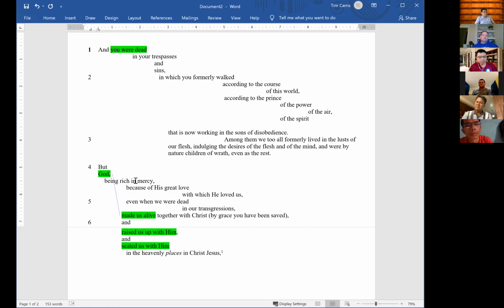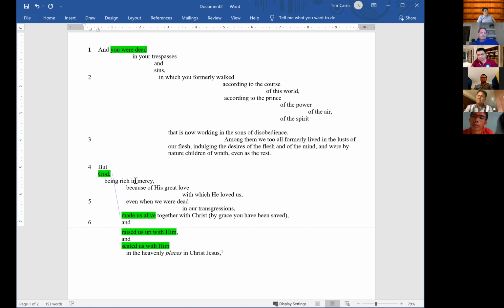So this is why the diagramming is so powerful and why we spend a lot of time on this, because it really shows us the focus of the passage. Because the author, he's using grammar. All right? He's using grammar.